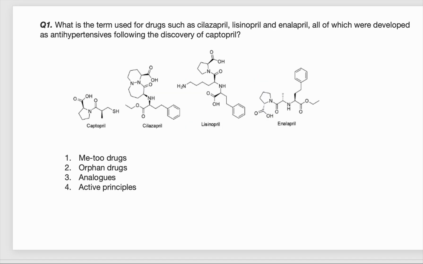So the first question was, what is the term used for drugs such as sildenafil, and the following 4 drugs, which were all developed as antihypertensives following the discovery of a very popular drug, captopril. The structures of the drugs are given, and you were given 4 options: me too drugs, orphan drugs, analogs, and fourth, active principle.